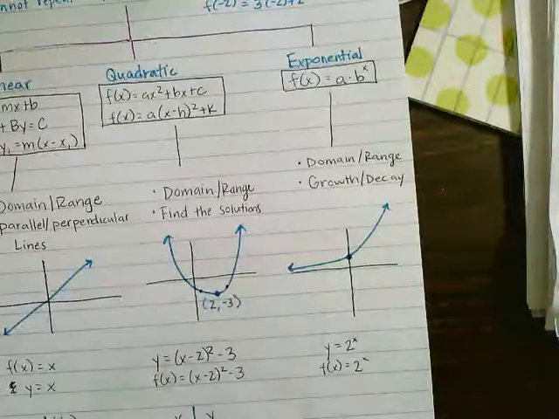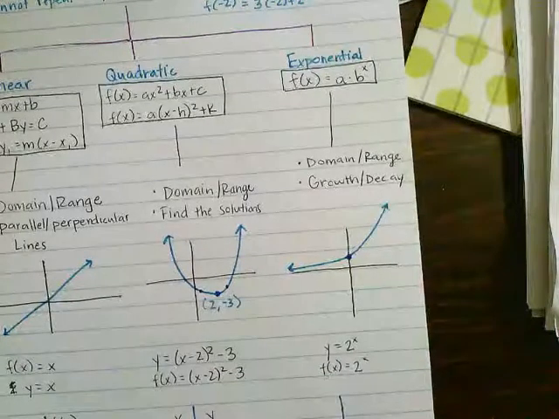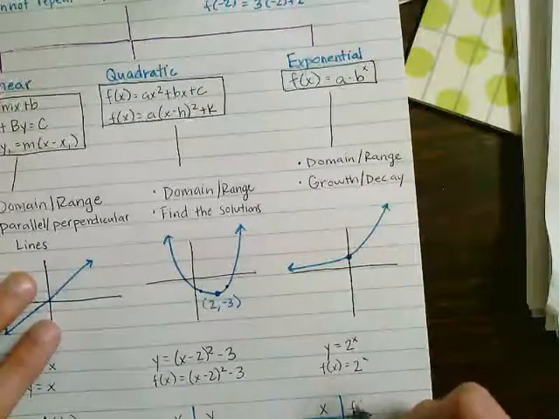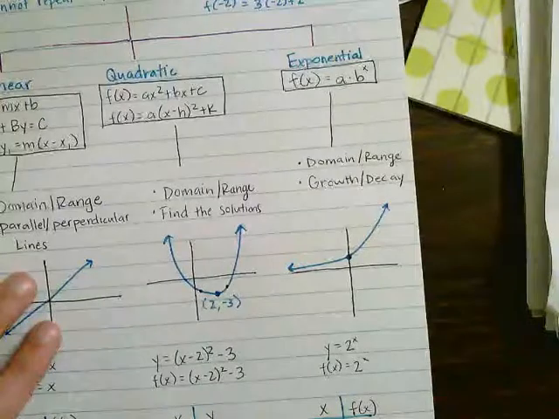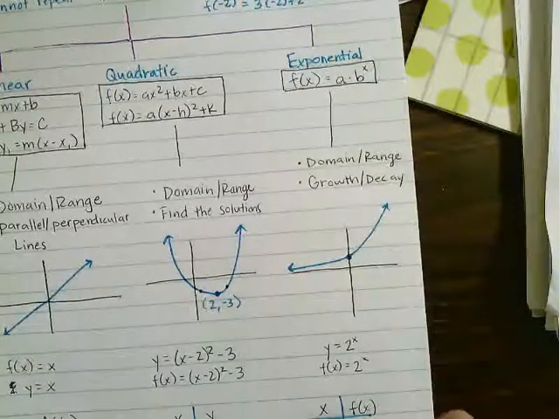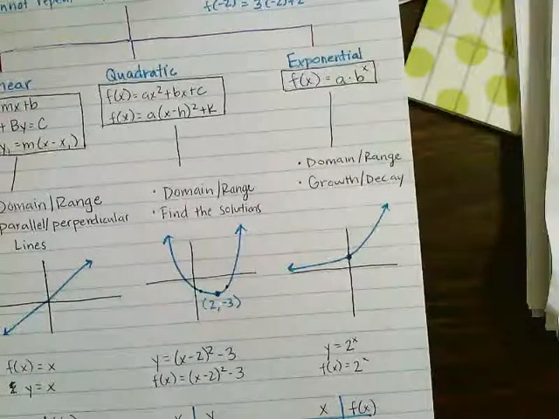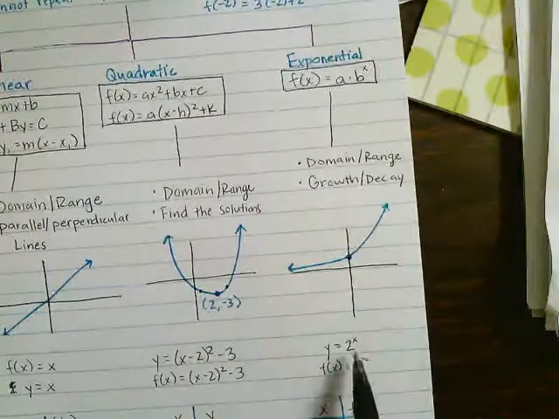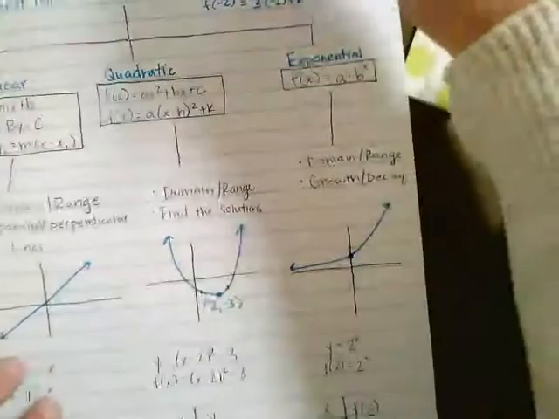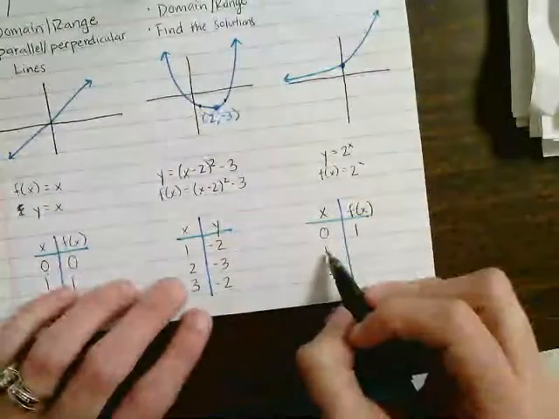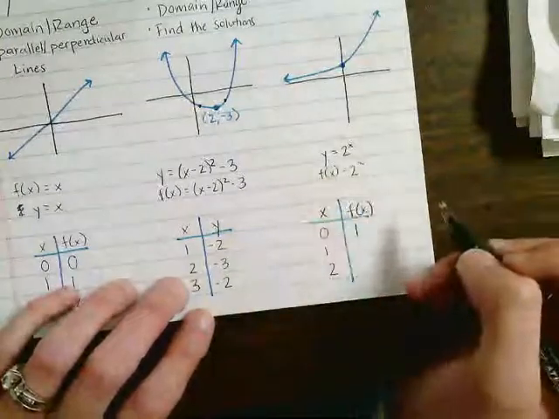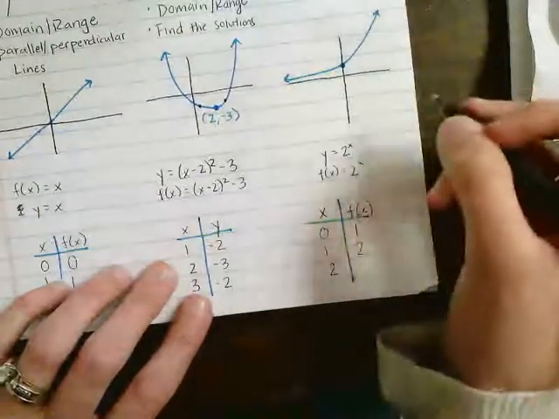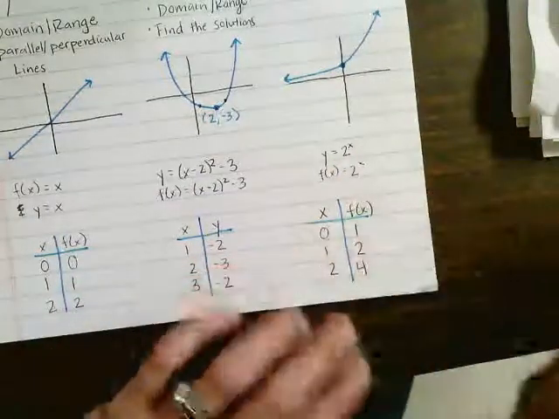Okay, and then our handy dandy table. It always helps to create a table if you don't know what it looks like. So we can just pick some points. We can pick 0, 1, and 2. Now you plug in 0 for x. Anything raised to the 0 power is 1, and then 2 raised to the first power is obviously 2, and then 2 raised to the second power is 4.